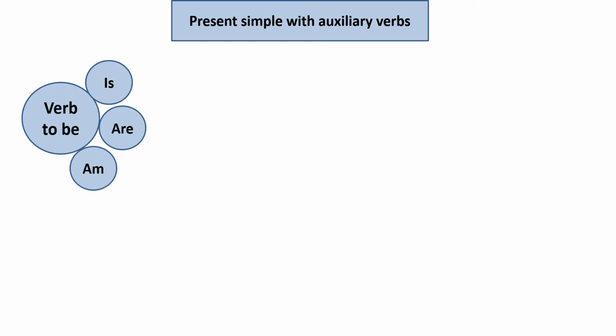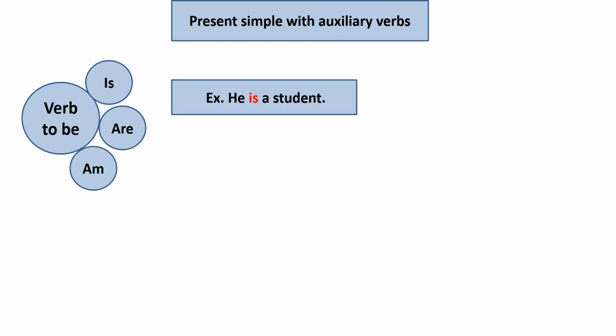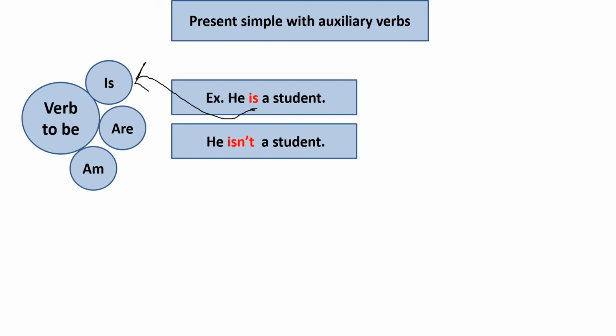هاي أفعال الكينونة. يعني إذا كان عندي بالجملة فعل من أفعال الكينونة وما عندي فعل رئيسي. For example, he is a student. Here we have is. This is an auxiliary verb, okay? And we don't have a main verb. ما عندنا فعل رئيسي بالجملة، فقط فعل مساعد اللي هو is. Now I want to make it a question or negative. He isn't a student.